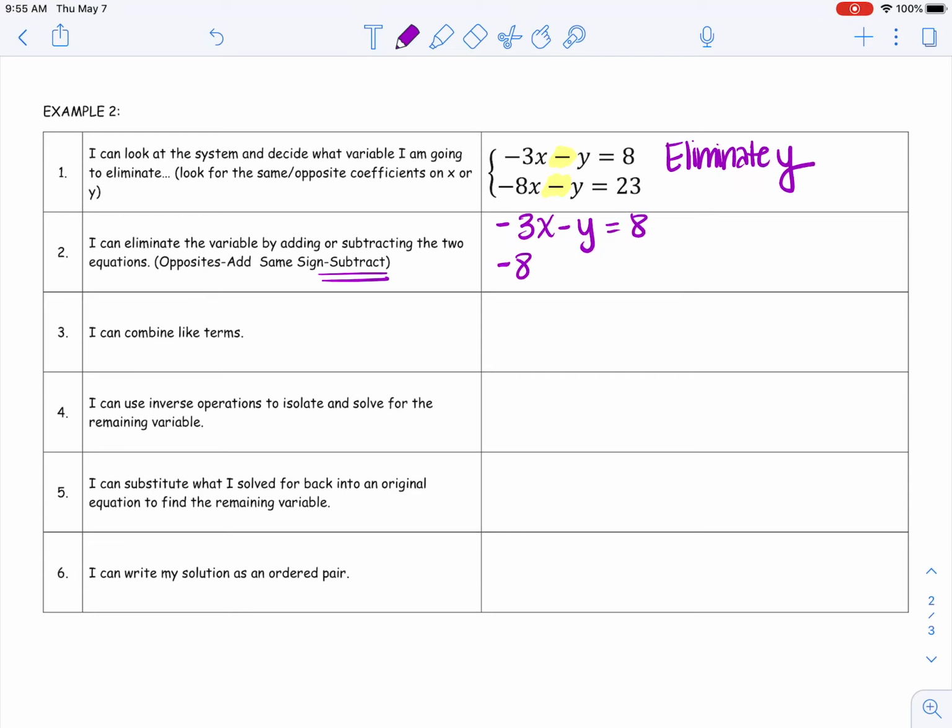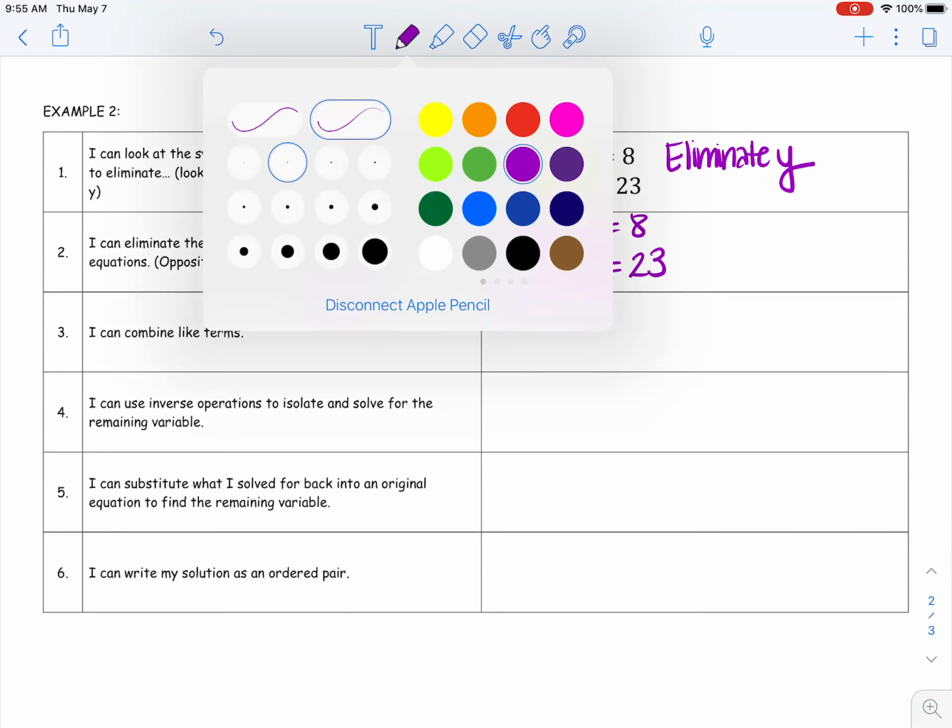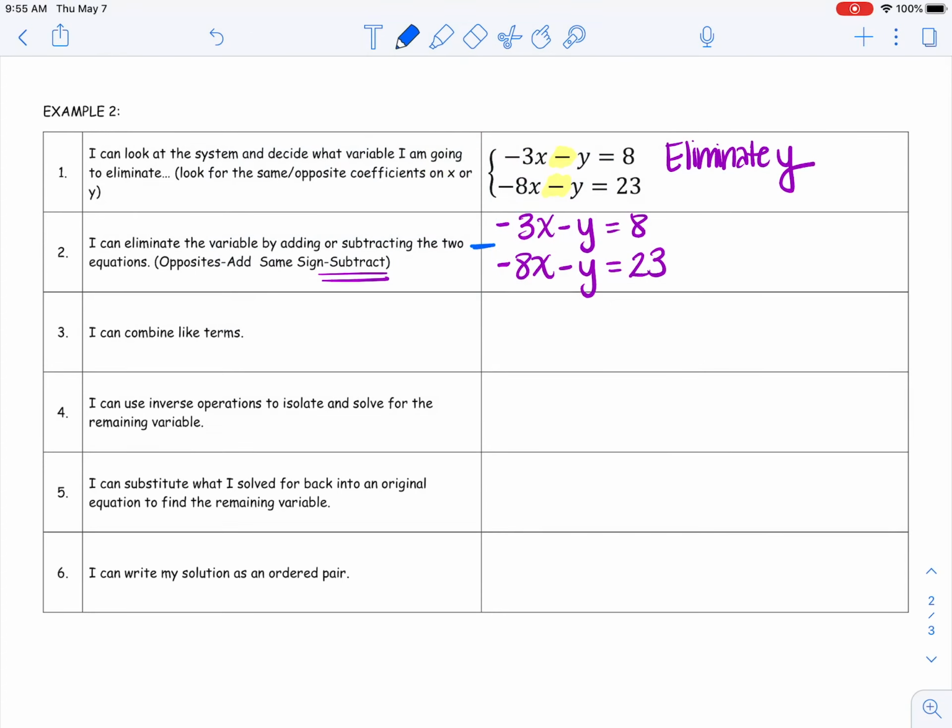And subtraction can be a little tricky because when we subtract a negative, we know that that turns into addition. Okay, so we need to be careful there. So we have -3 minus a -8, which actually ends up being a positive 8x. So -3 plus 8 gives me a positive 5x. Okay, the y's cancel. And then 8 minus 23 will give me a negative 15.